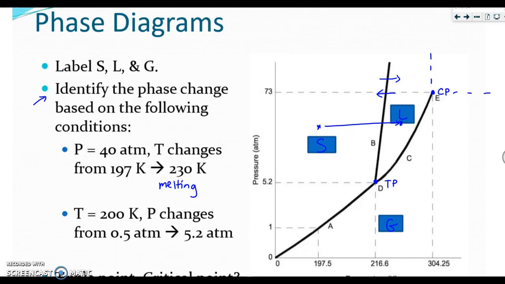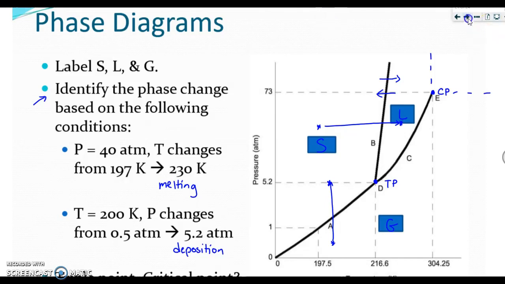The next one, we're going to start at a temperature of around 200. And we have a pressure change from 0.5 to 5.2. So we're about right here, give or take. We're going to go up here, so we're crossing the line. We're going from gas to solid, which is deposition. So it's important that you can label these 5 things: solid, liquid, gas, triple point, and critical point, as well as know all of your phase changes.